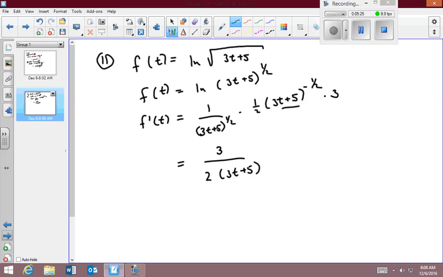I guess you could either leave it like that, or you could distribute it: 6t plus 10. I think that's about as low as you can go with it. But you see, this is actually in the denominator along with this, the same value, so it makes it just 3t plus 5. Do you want me to do more to it so you see it, or do you see it?